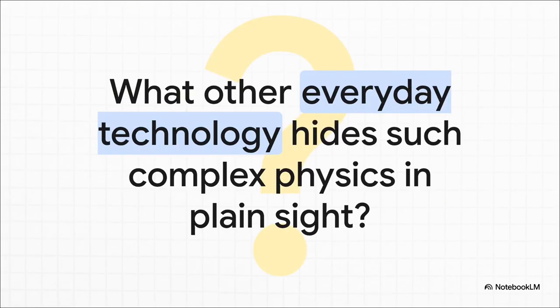So the next time you're sitting in that chair and you hear that little whirring sound, you'll know. It's not just a machine, it's a controlled chain reaction of atomic physics all happening in a blink of an eye to help you out. It really makes you wonder, right? What other everyday technology that we take for granted is hiding such incredible physics just under the surface?